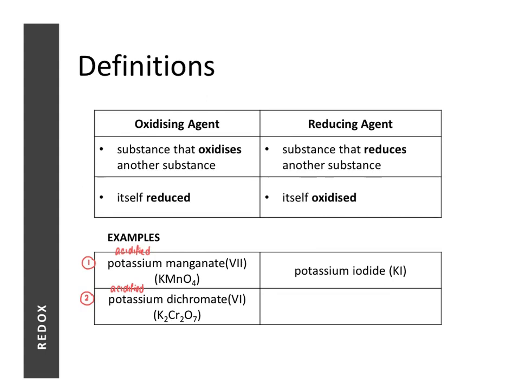Now what does it mean by acidified? It means that we have added an acid to it to make the solution acidic. As to why, we will learn in A levels that by adding an acid, we make the oxidizing agent more powerful. And the one example that we need to remember for reducing agent is potassium iodide. Okay, so why are these examples very important? It's because of this.